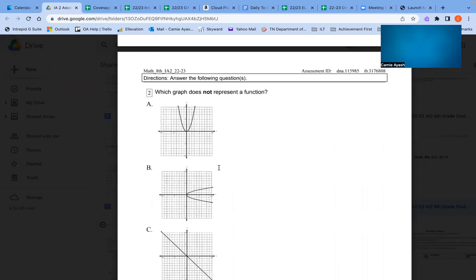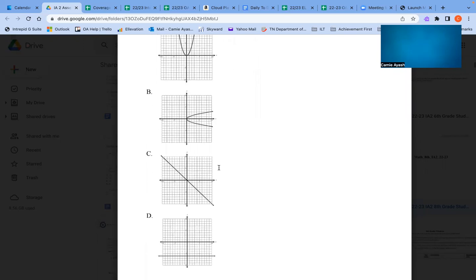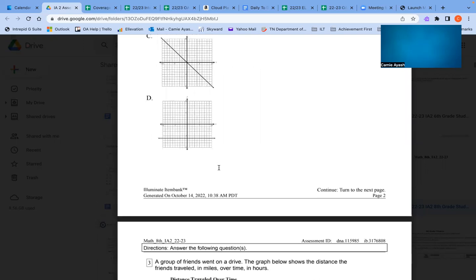Number 2, which graph does not represent a function? A, B, C, or D?